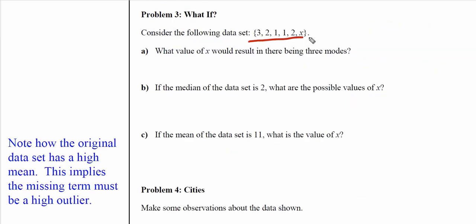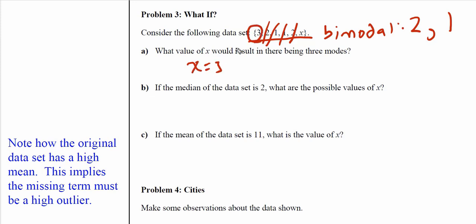Here's a data set. You'll notice there are 6 values in it. One of them is a variable. What value of x would result in there being 3 modes? Right now, the way it stands, this is bimodal. You'll see that there's a 2 here and a 2 here, and also a 1 and a 1. So as this data stands right now, it has 2 modes, and the modes are 1 and 2. If I wanted there to be 3 modes, x would have to be equal to 3, because we already have another 3 in the data set.